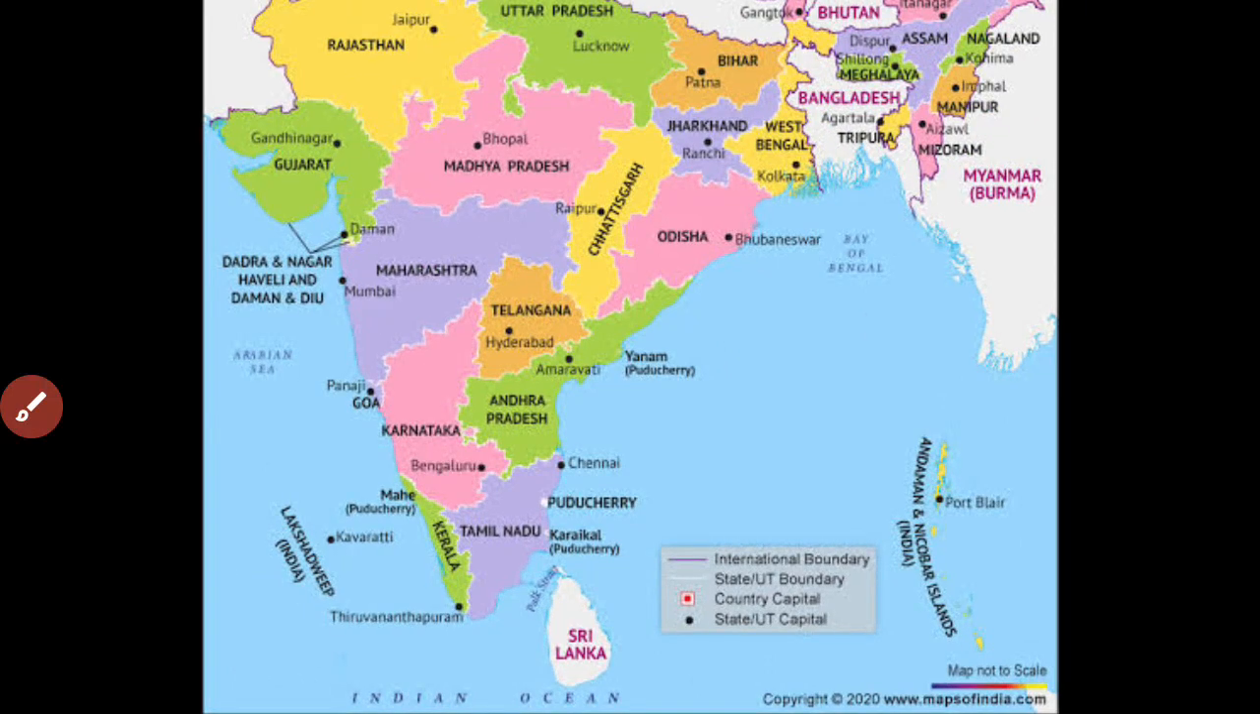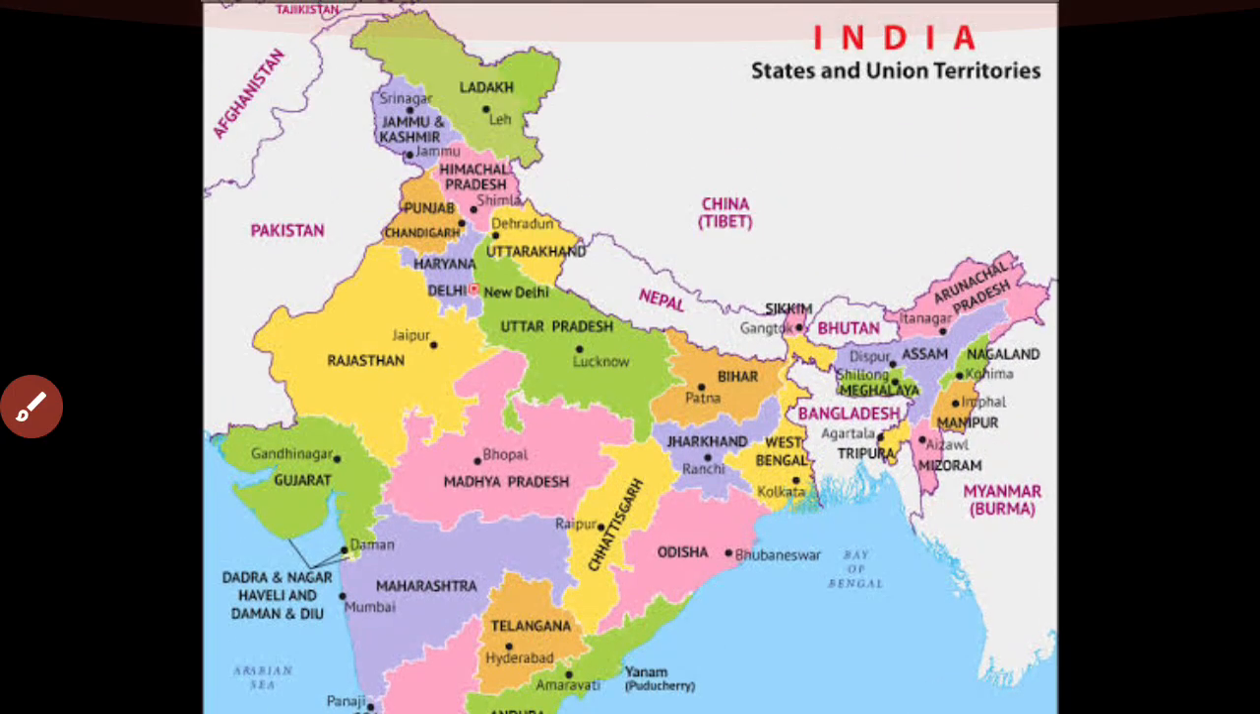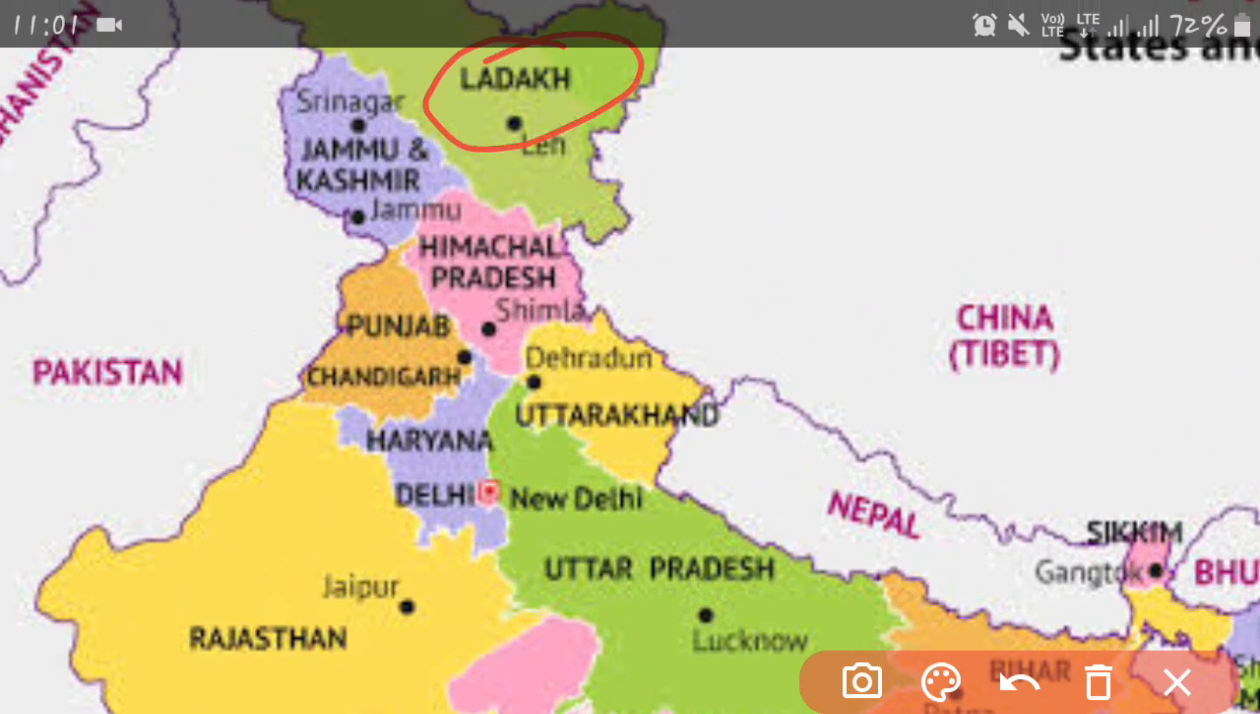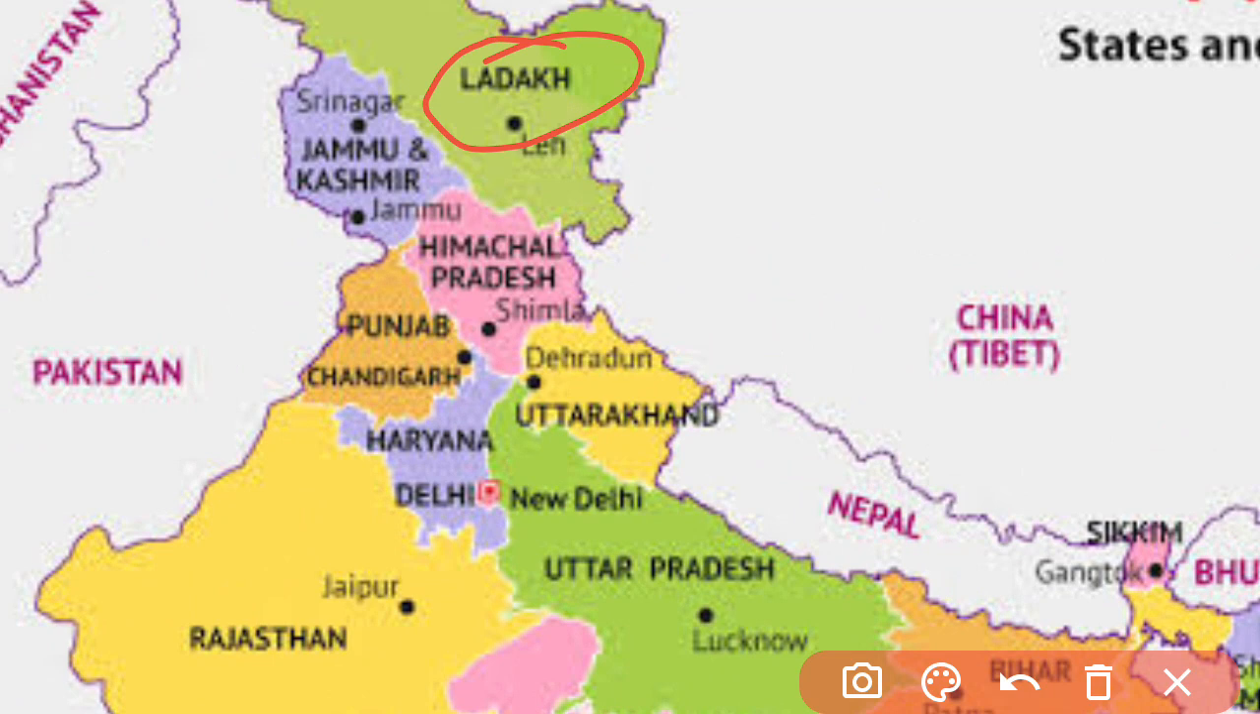The other union territory is Ladakh. This has been made a union territory recently. This is Ladakh, and the capitals of Ladakh are Leh and Kargil. Leh you can see here also, and Kargil is also its capital.